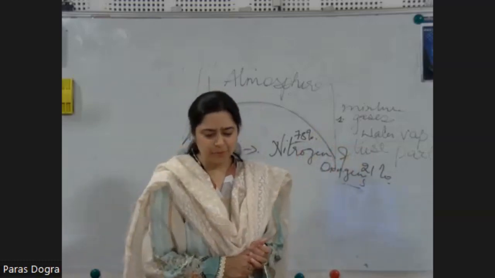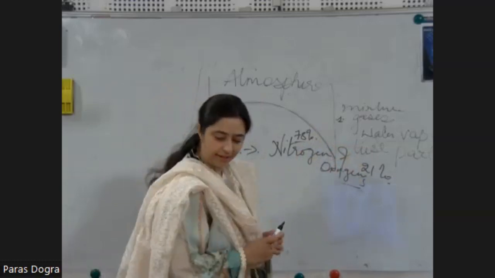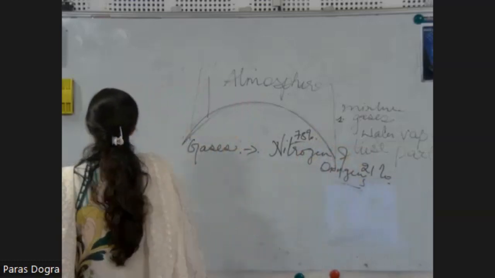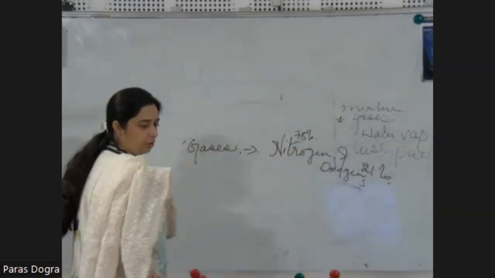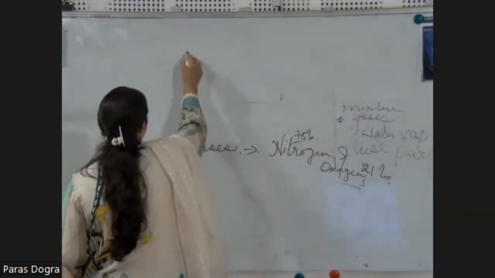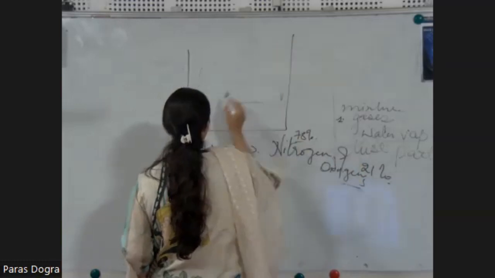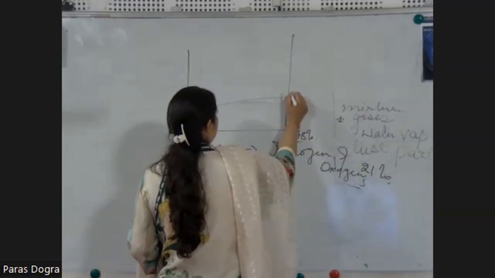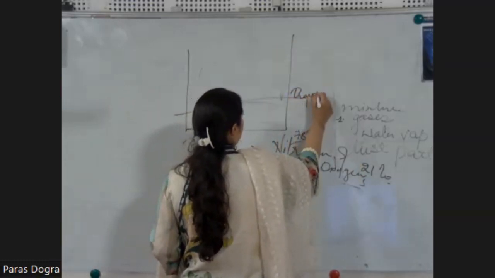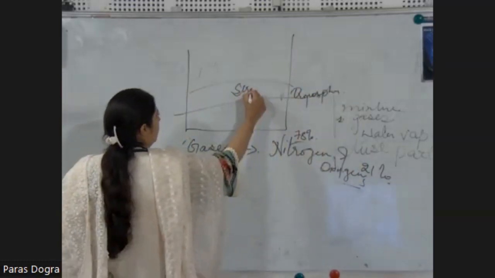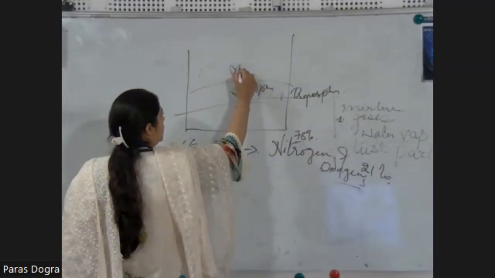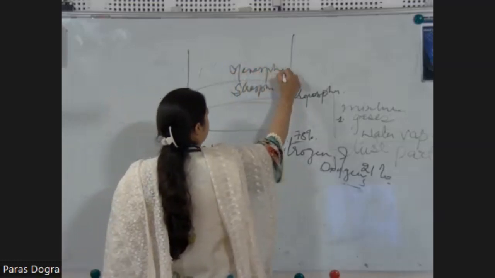Then a very quick recap on the structure of the atmosphere. The structure of the atmosphere is like this. This is the troposphere, which is the lowermost layer of the atmosphere. Then we have the stratosphere, then the mesosphere, and then the thermosphere.